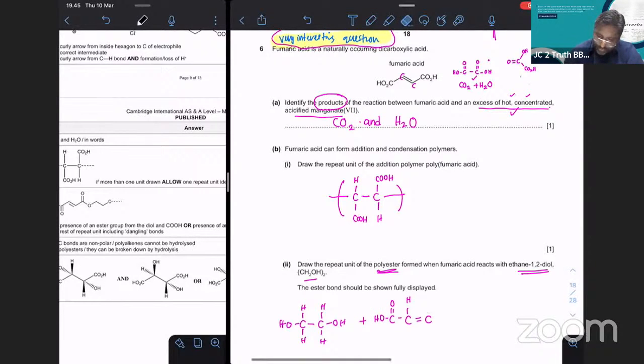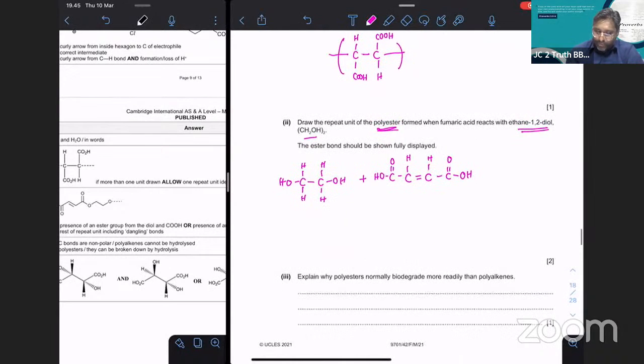Okay, there is hydrogen first. Hydrogen, then carbon double bond OH. So now we want to find the polyester, and then we need to show the ester bond. Here, what will happen? The OH from here, H from here. Don't make that mistake. So H from here, OH from here.